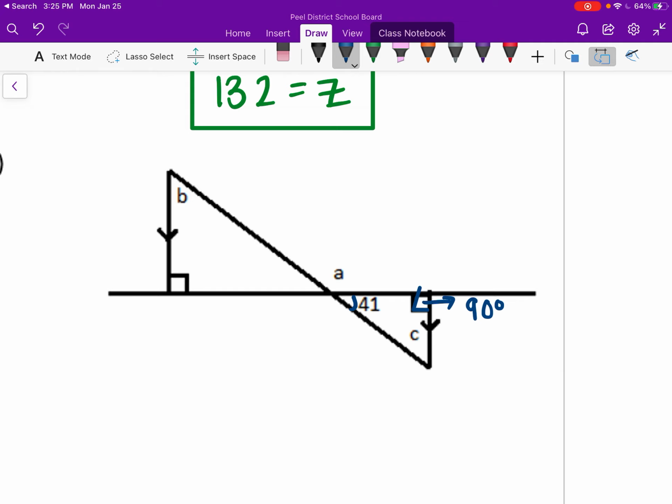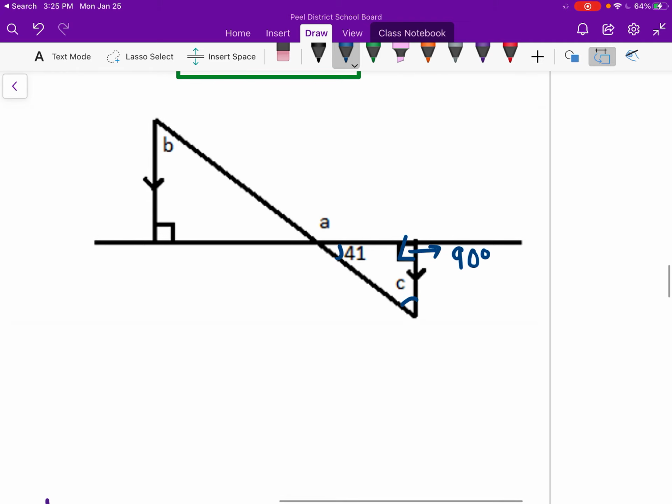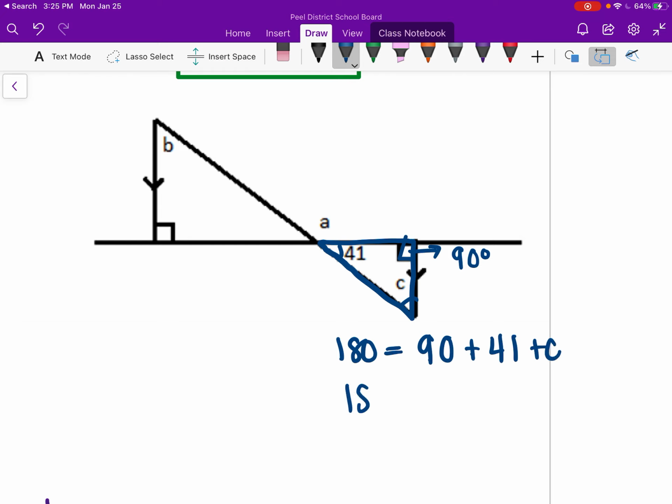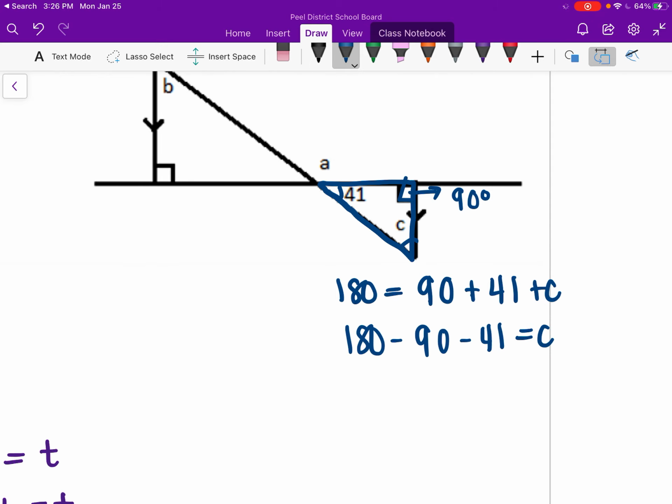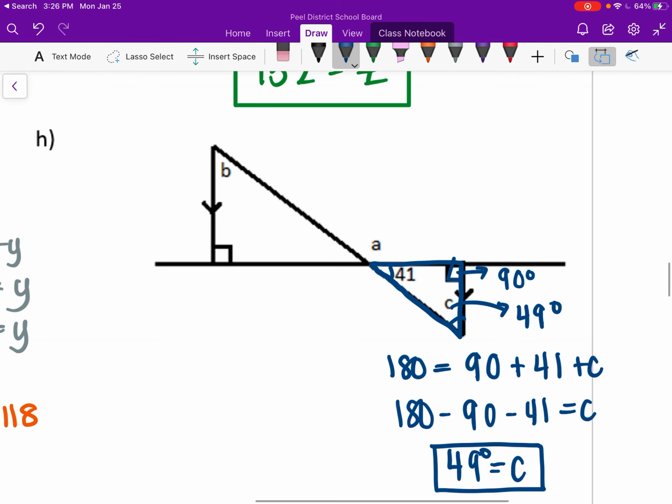We know this is 41 here, and if we want to find C, it's really easy for us. We know that all of the interior angles of a triangle are going to equal 180, right? So I'm going to do 180 equals 90 plus 41 plus C. We don't know what C is. So 180 minus 90 minus 41 is going to give us C. If we do all of that math, 180 minus 90 is 90, minus 41 is 49, which is going to equal C. So my angle over here is going to be 49 degrees. And I'm going to just go in and put my 49 degrees there too. Now, I'm done that angle.